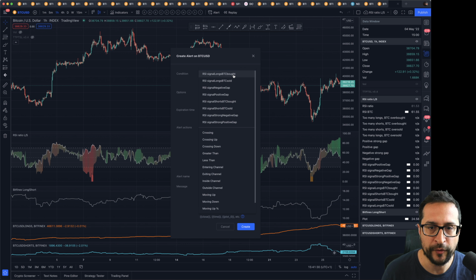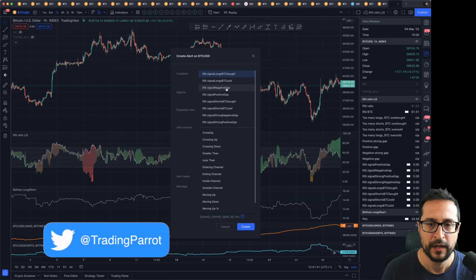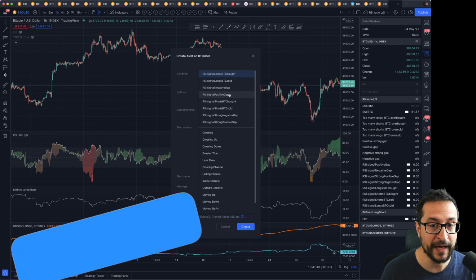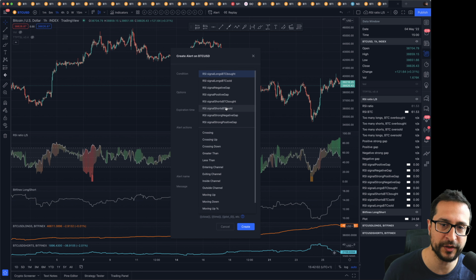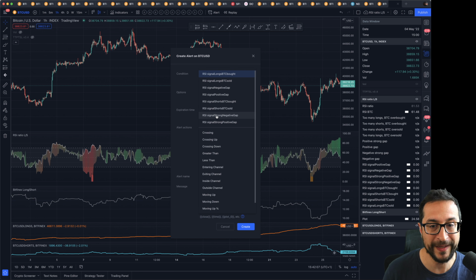So you have, first of all, the signal of longs when there are too many longs and BTC is overbought, when there are too many longs and BTC is oversold, when there's a negative gap, when the area is red, when there's a positive gap and the area is green, when there's too many shorts and we are overbought, when there's too many shorts and we are oversold, when we get a strong negative gap or a strong positive gap.